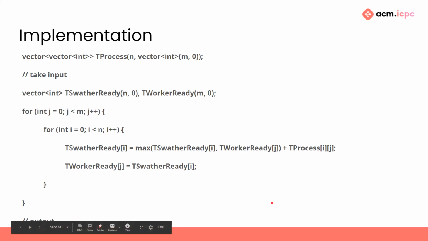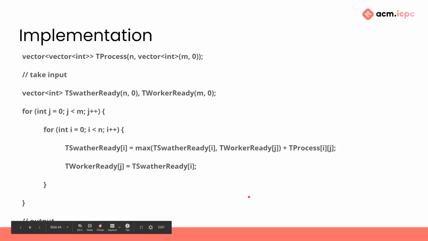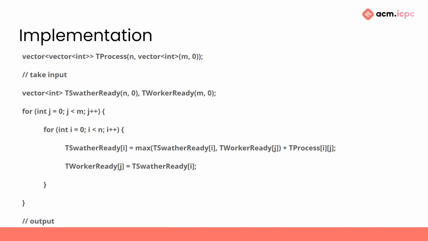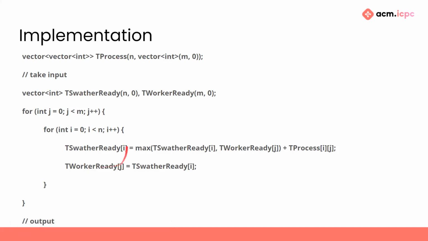Can I ask a question? Yes. If we declare those vectors ready, for instance, when we start running through the loop, like to access the first value at t worker ready, would it necessarily be 0?